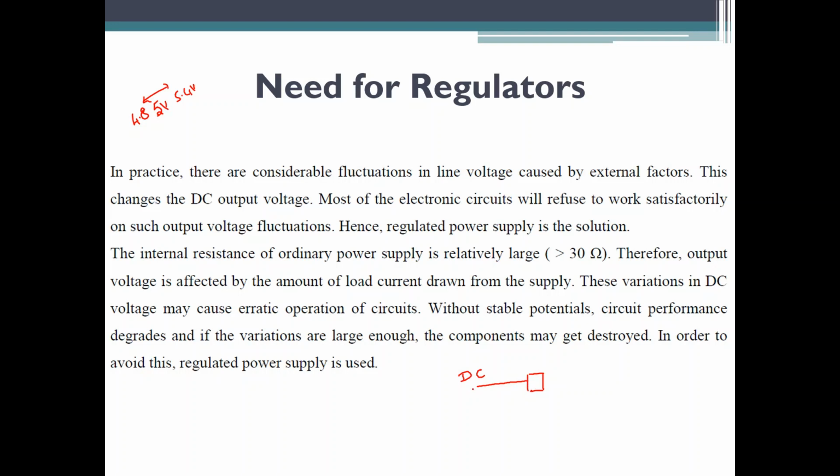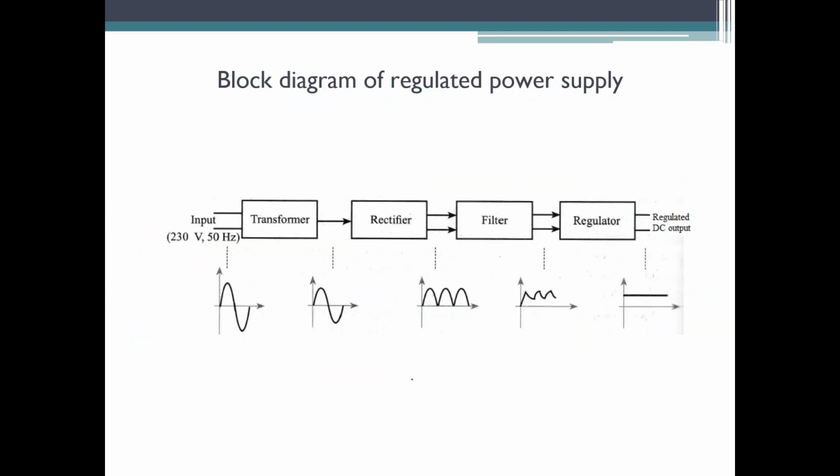So what you need to do is make sure the DC output coming from this DC source never undergoes variations. These variations can be avoided by using voltage regulators. That is why we need regulators here.